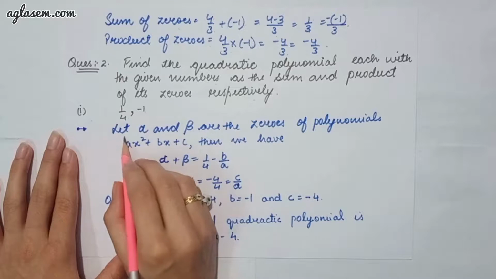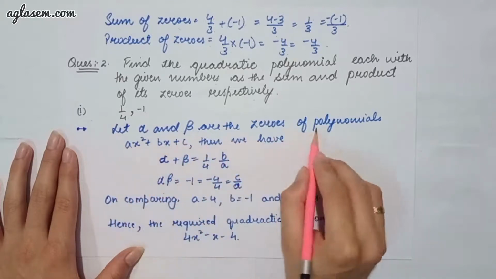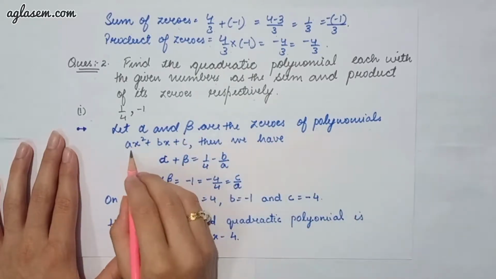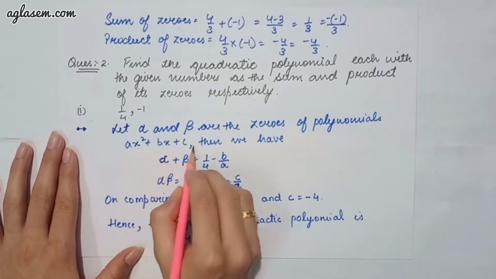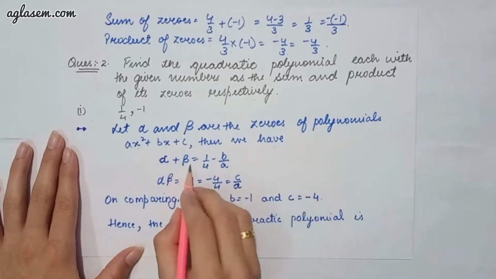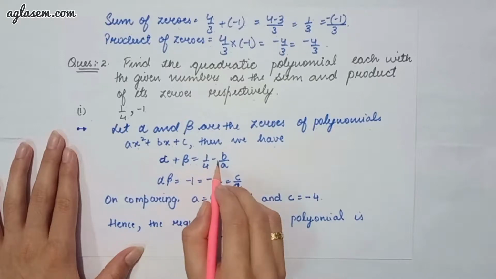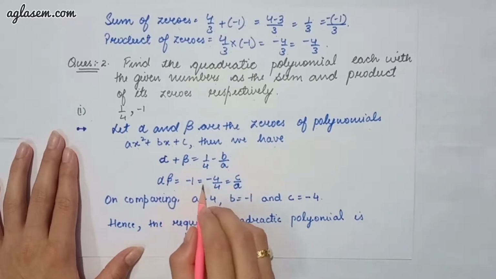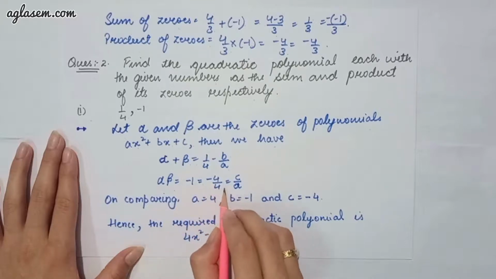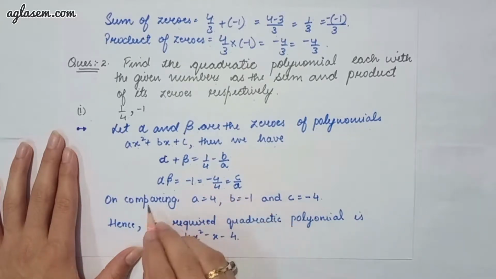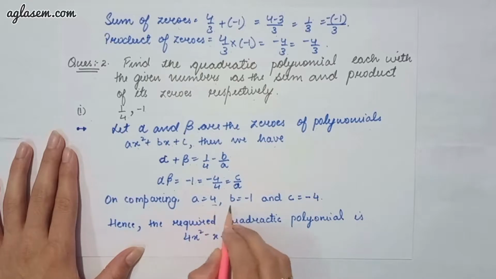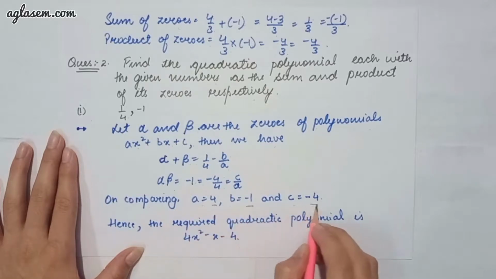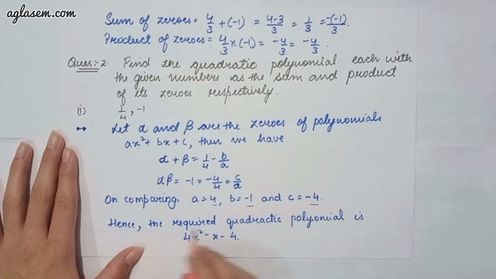So here we have to let alpha and beta are the zeros of polynomial, that is ax square plus bx plus c. Then we have alpha plus beta, that is equals to 1 upon 4, minus b upon a. So alpha into beta will give you minus 1, that is equals to minus 4 upon 4, which will give you c upon a. So on comparing, a is equal to 4, b is equal to minus 1 and c is equal to minus 4. Therefore, the required quadratic polynomial is 4x square minus x minus 4.